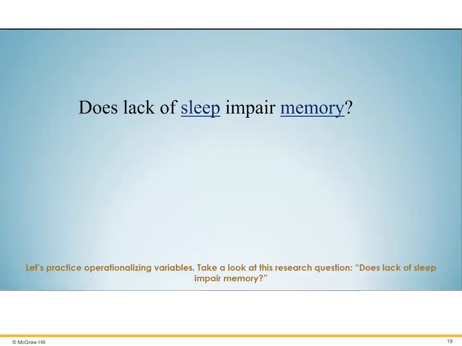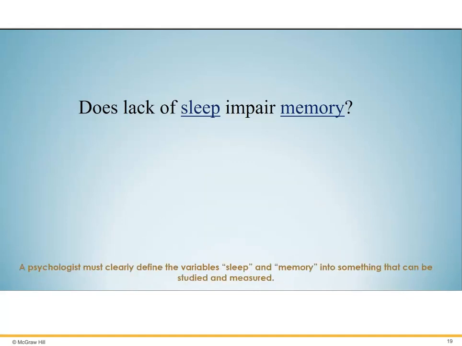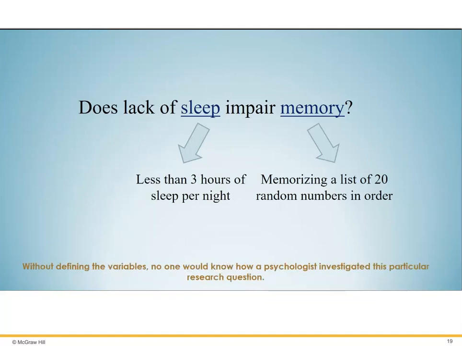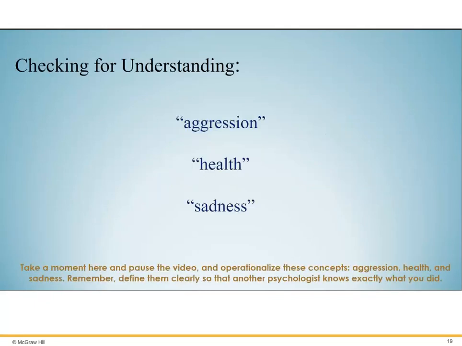Let's practice operationalizing variables. Take a look at this research question. Does lack of sleep impair memory? A psychologist must clearly define the variables sleep and memory into something that can be studied and measured. I have defined sleep as sleeping less than 3 hours per night and defined memory as memorizing a list of 20 random numbers in order. Without defining the variables, no one would know how a psychologist investigated this particular research question. Take a moment here and pause the video and operationalize these concepts: aggression, health, and sadness. Remember, define them clearly so that another psychologist knows exactly what you did.